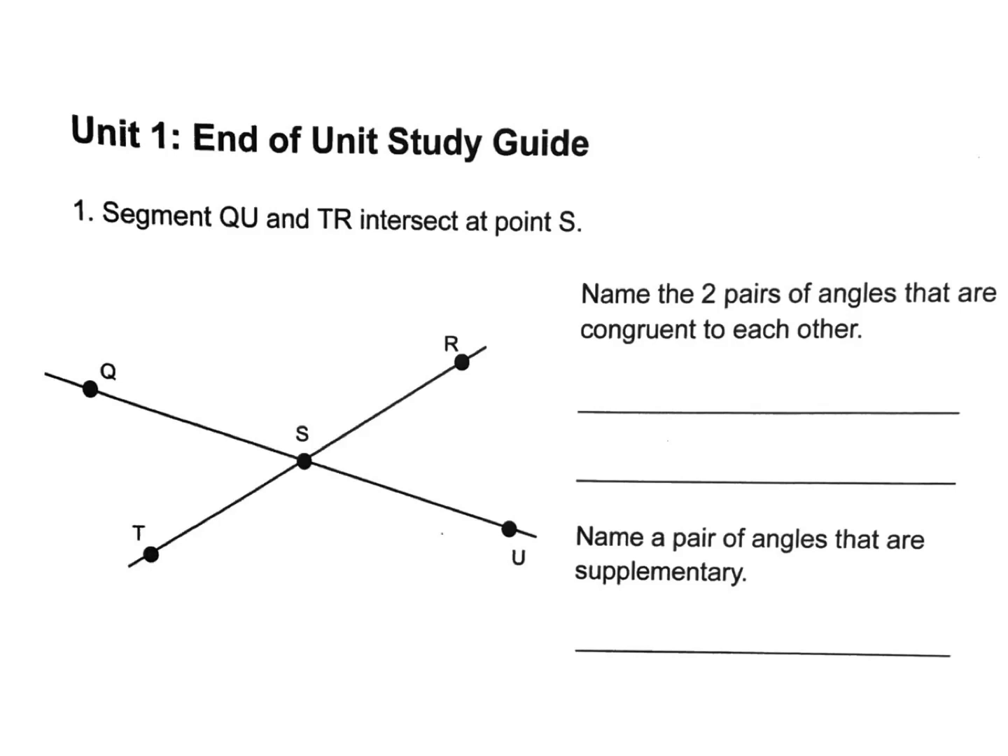Here we are, end of the unit study guide. For question number 1, segment QU and TR intersect at point S. Name two pairs of angles that are congruent to each other.